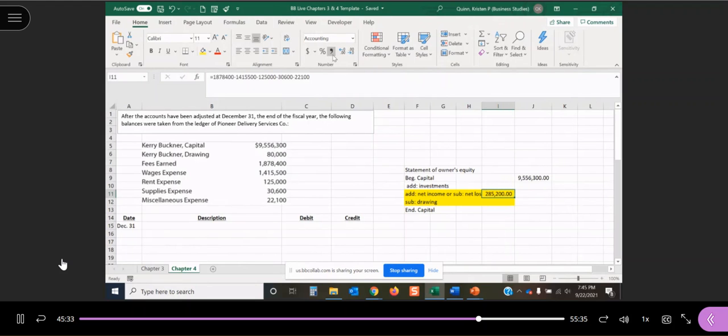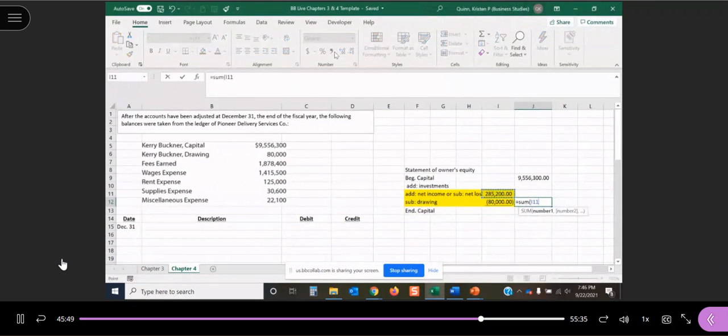That means she had a net income of $285,200. She withdrew, they told me, $80,000. So that net increase in her account would have been $205,200. So her ending capital balance should be $9,761,500. That's the amount that we would carry onto our balance sheet, right?